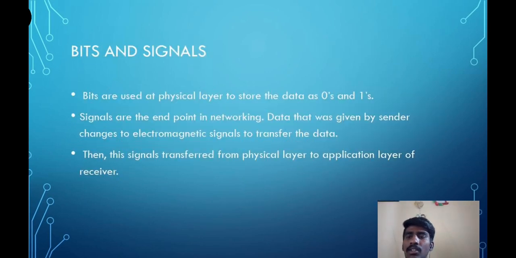Now bits and signals. Bits are used at the physical layer to store the data as zeros and ones. Signals are at the endpoint in networking. The data given by the sender changes to electromagnetic signals to transfer data in case of wired media. Then these signals are transferred from the physical layer to the application layer of the receiver.